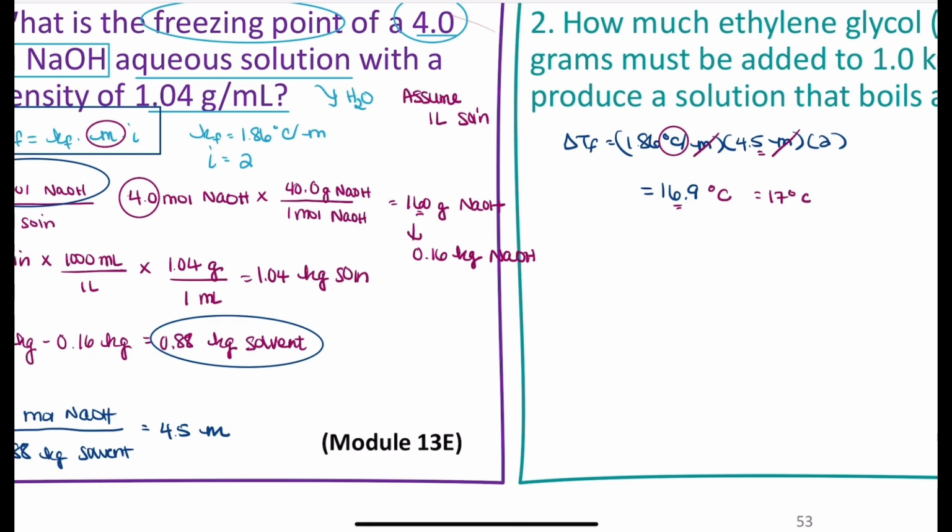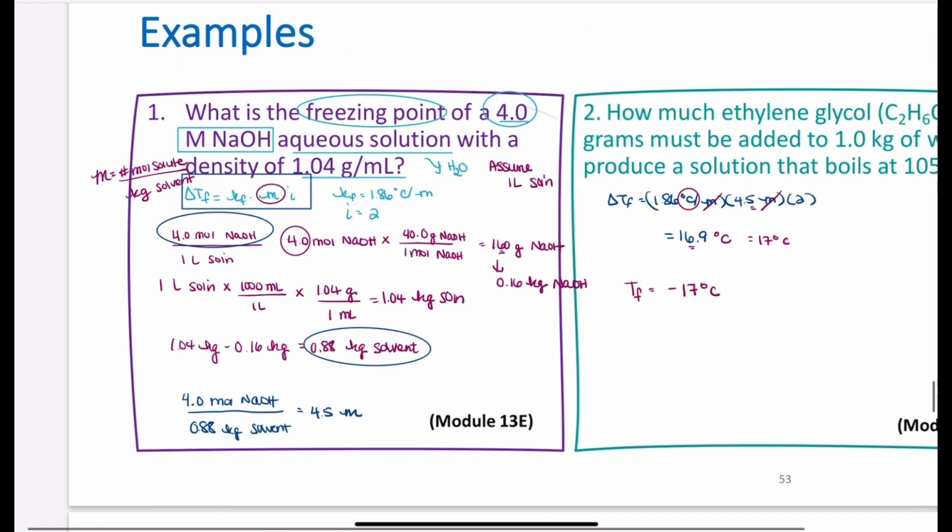Is that my final answer, though? No, that's not my final answer at all. This is just the change in freezing point. I have to remember what temperature water freezes at. Water freezes at 0 degrees Celsius. Freezing point depression means that it got even colder. So therefore, my actual freezing point is going to be negative 17 degrees C for this question.